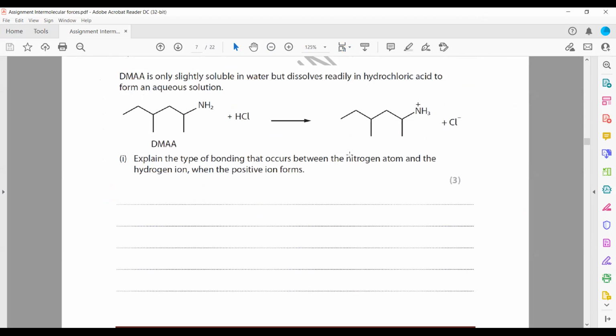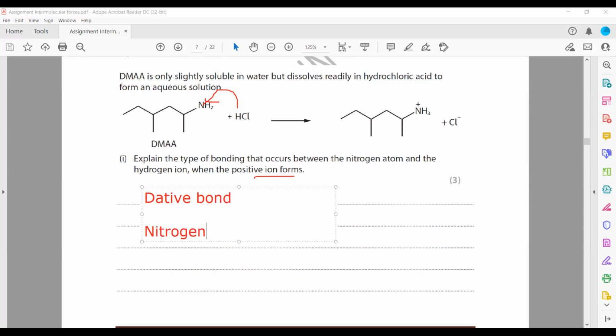Then explain the type of bonding that occurs between the nitrogen atom and the hydrogen ion. The hydrogen ion is transferred, so what kind of bonding is there when the positive ion is formed? So when they form a positive ion, the bond between nitrogen and hydrogen is a dative bond, because hydrogen is attracted towards a lone pair of nitrogen, as hydrogen does not have any free electron. So we have to state the type of bonding: a dative bond, and how it is formed.